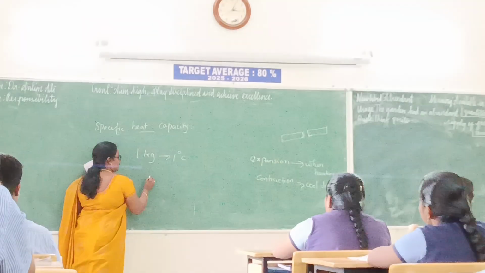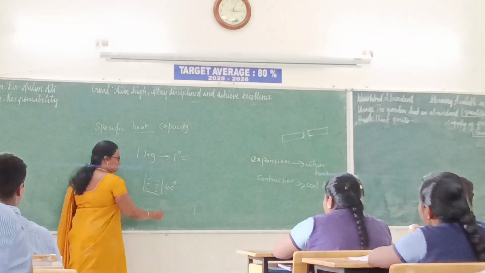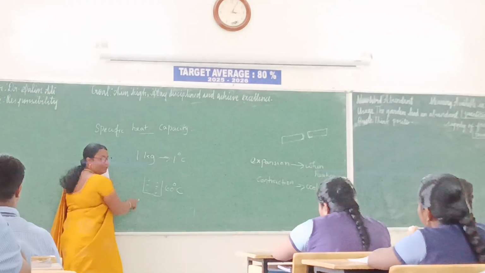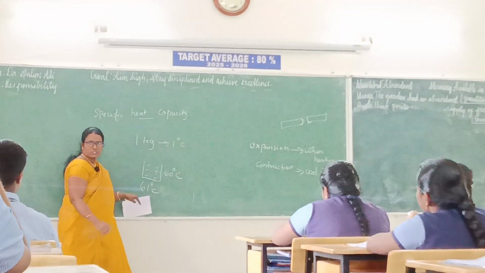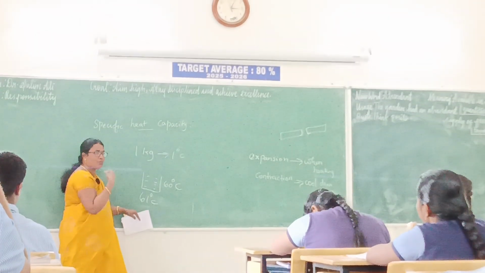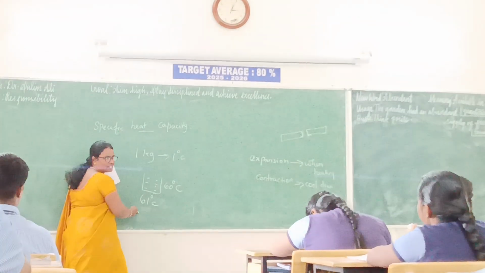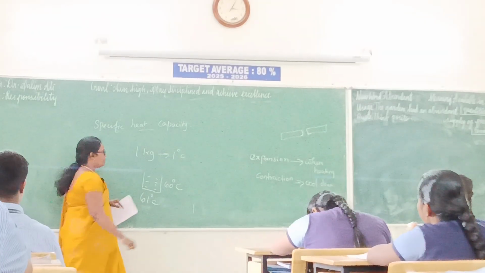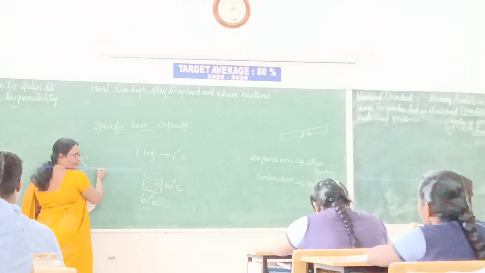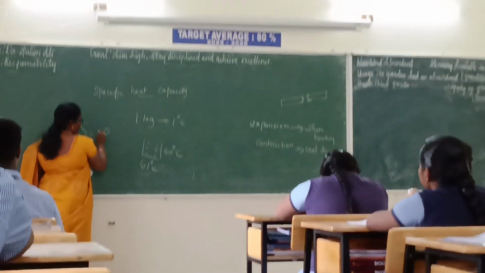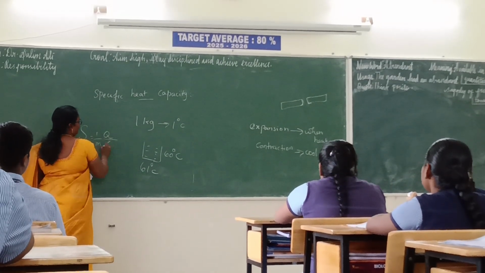Suppose the water already has a temperature of 60 degrees Celsius, and I want to make it 61 degrees Celsius. How much amount of heat I give to raise the temperature from 60 to 61 degrees Celsius is called specific heat capacity. This is denoted by capital S, which is equal to 1 by m into Q by delta T. Okay, what is meant by Q?